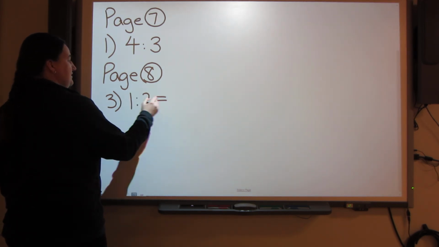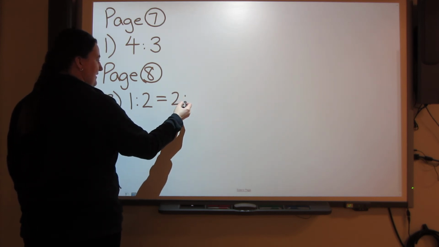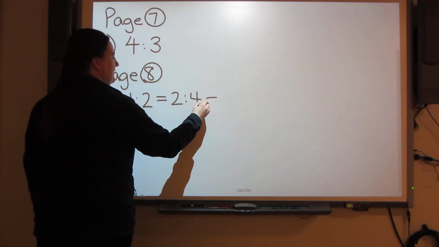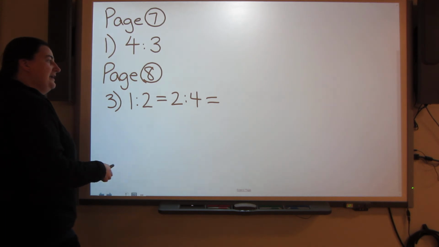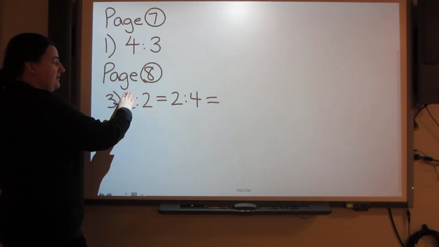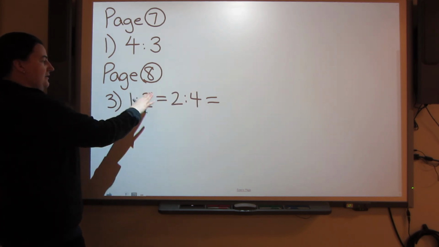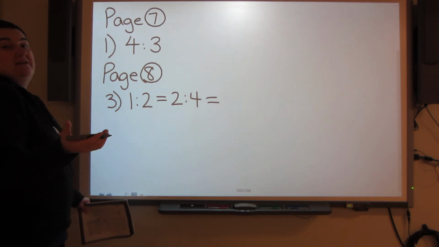So 1 times 2 is 2. And 2 times 2 is 4. Keeping it in the same ratio form. And now I still need 2 more equivalent ratios. So you always start with this one. Don't start using this one. That's fine. Just leave it there. You always want to start with the first one and then pick another number. So now I'm going to pick 5.